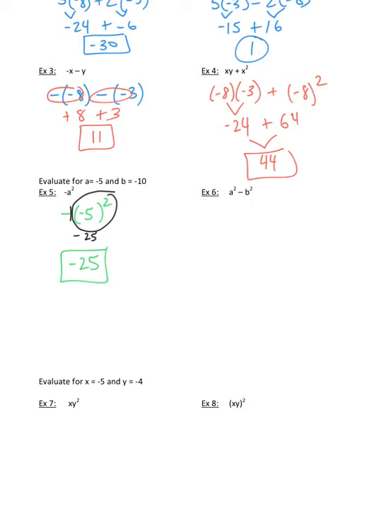Example 6, you have a squared. You need to have parentheses. On a test, I have to take off points if you don't have parentheses. Minus, again, parentheses, negative 10 squared. So negative 5 squared should give you positive 25. Bring down the minus in the middle, and then negative 10 squared gives you positive 100. So we end up with 25 minus 100, which is negative 75.